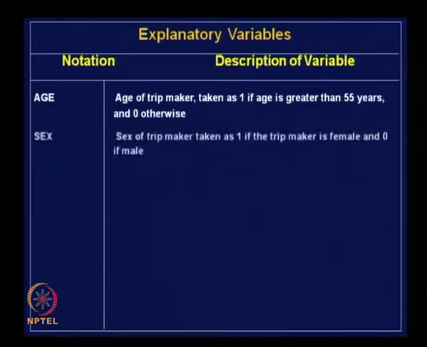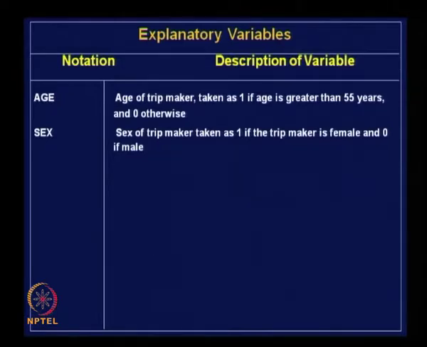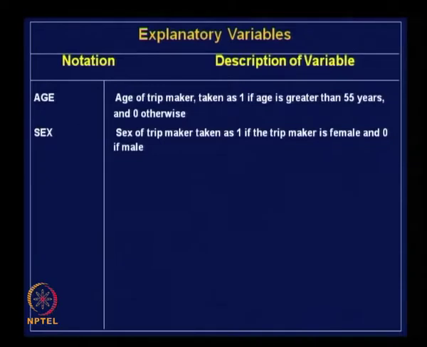Then sex. Particularly in developing countries, sex is also a factor influencing mode choice. Think of the ladies and gents using bicycle in small towns and villages. Obviously, the proportion of girls and ladies using bicycle is much less compared to gentlemen and boys, right. So, as long as there is a significant factor, we have to use such factors, even though this may not be significant in a developed country, okay. Sex of trip maker is taken as 1 if the trip maker is female and 0 if male.